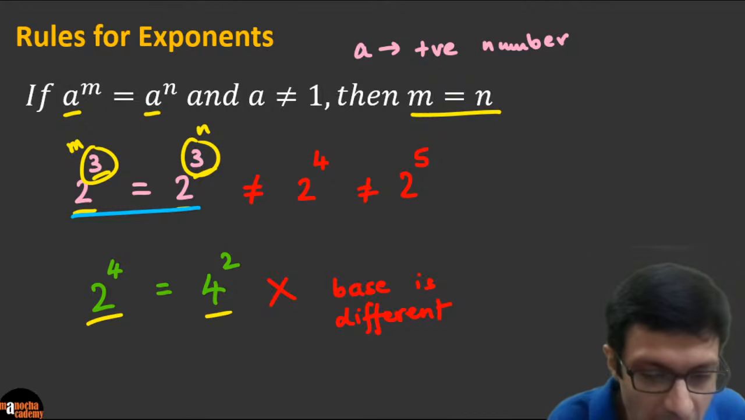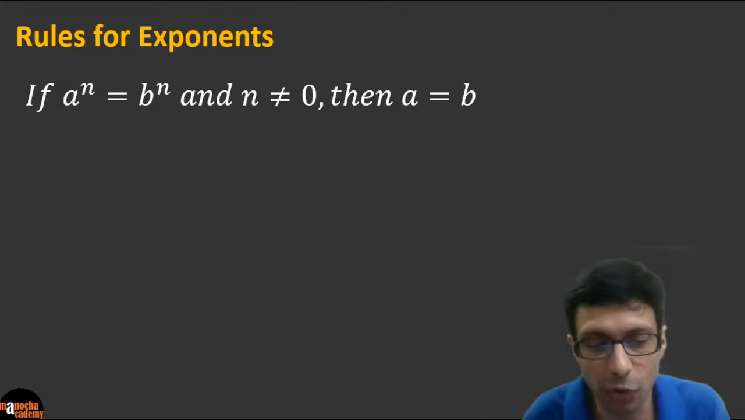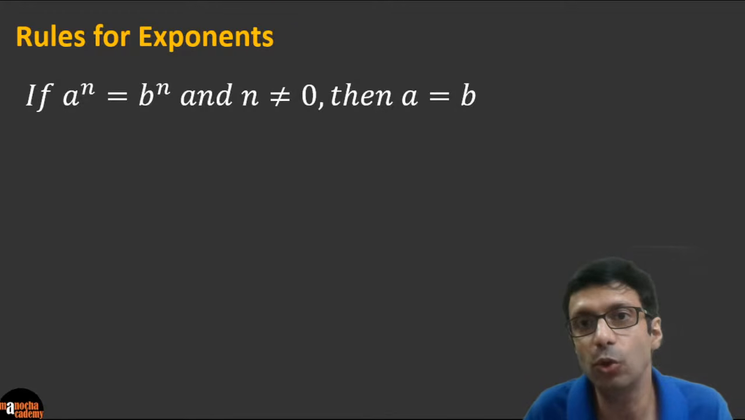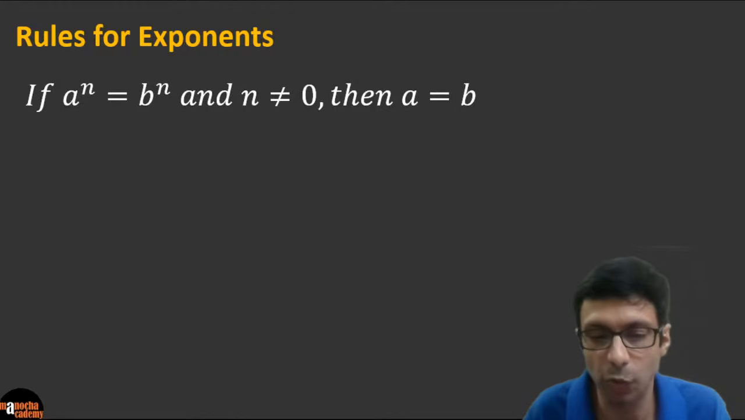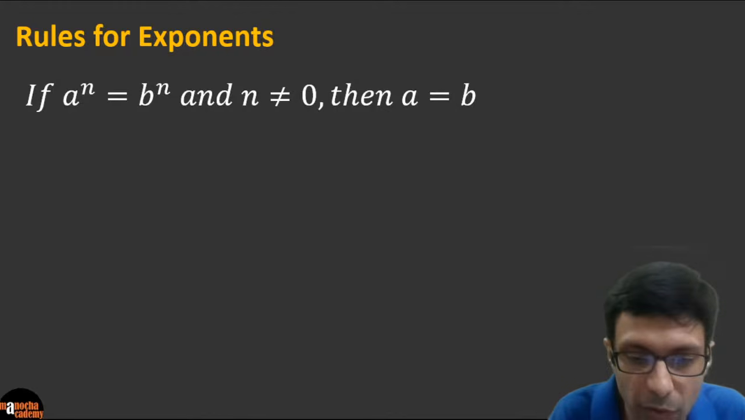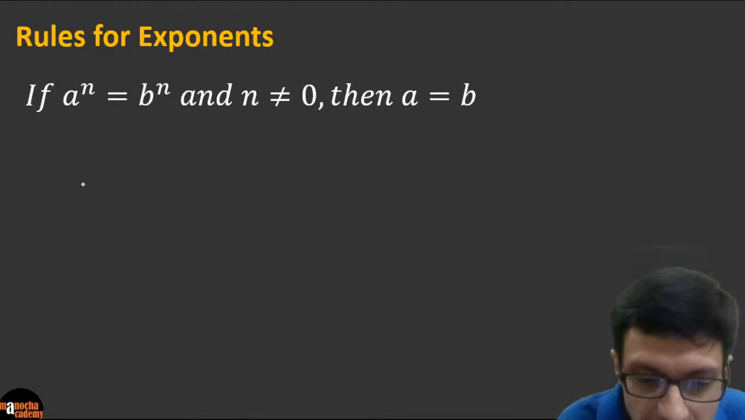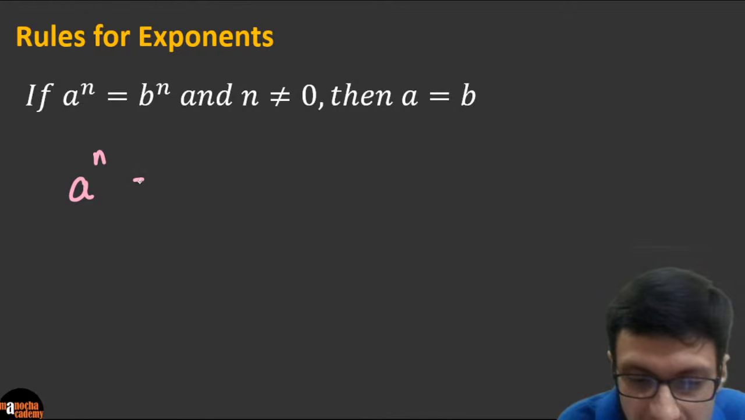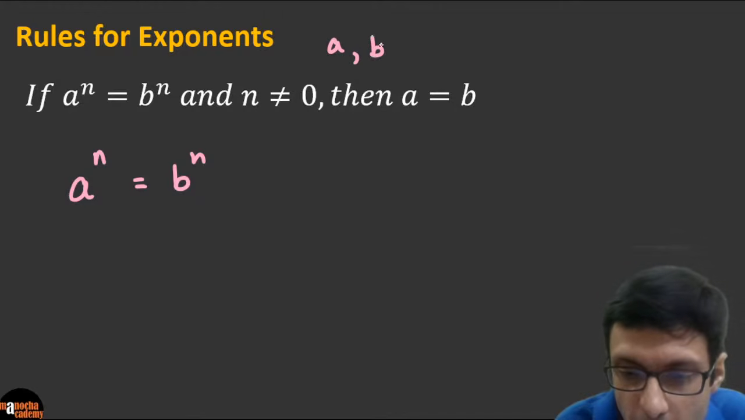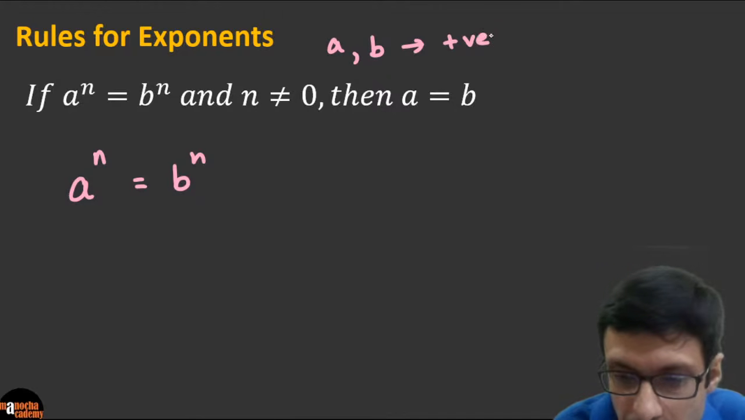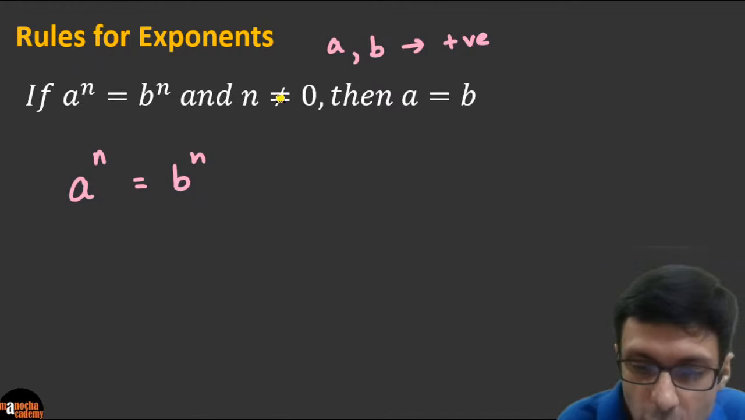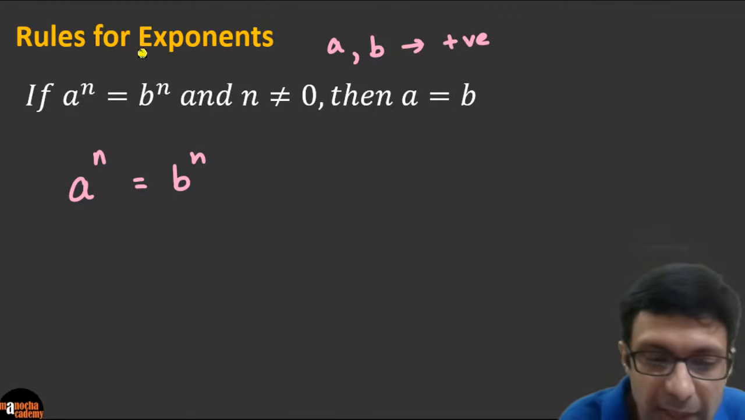Very good. Now let's take a look at another important rule for exponents. If a to the power n is equal to b to the power n, and again here, guys, a and b are both positive numbers, and the power n is not equal to 0, then we can say that a is equal to b.